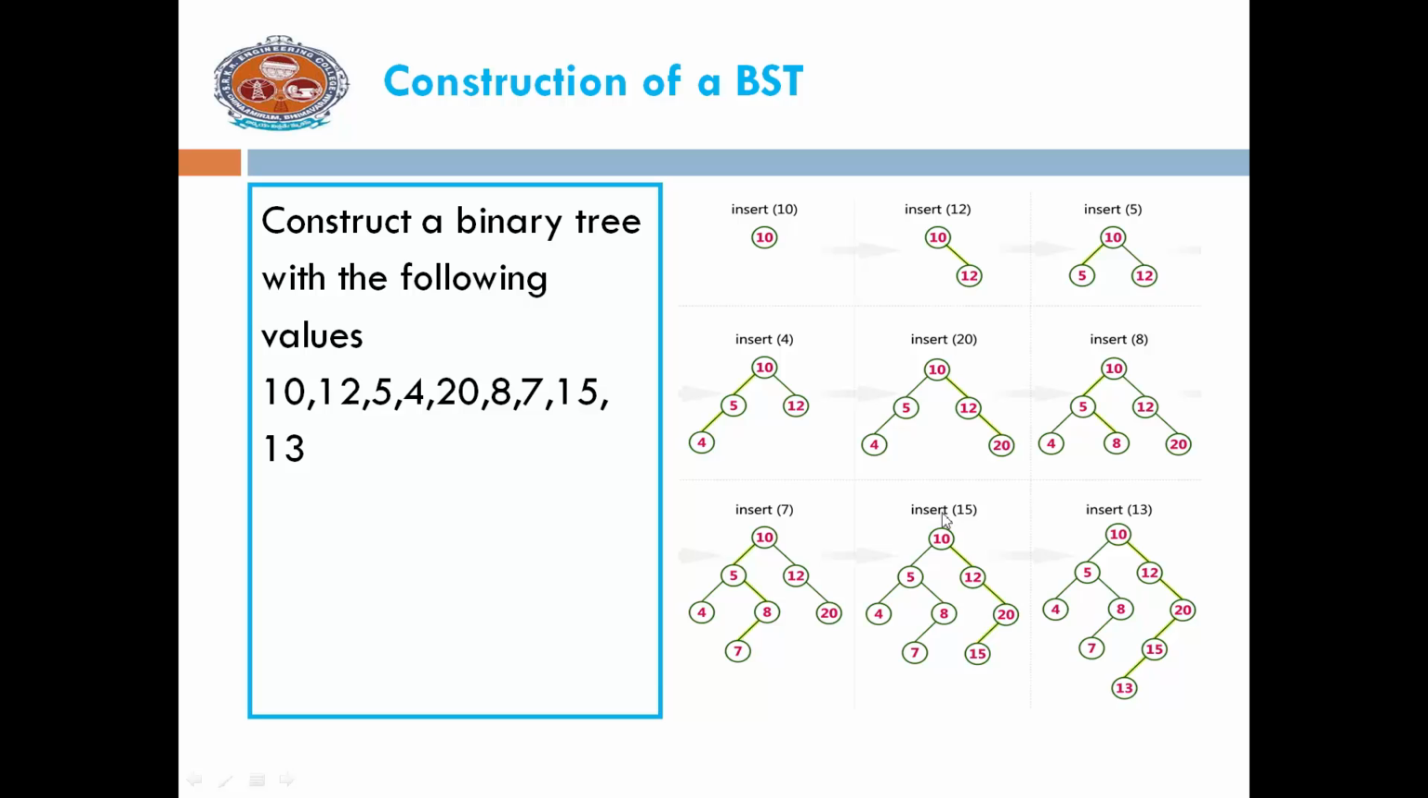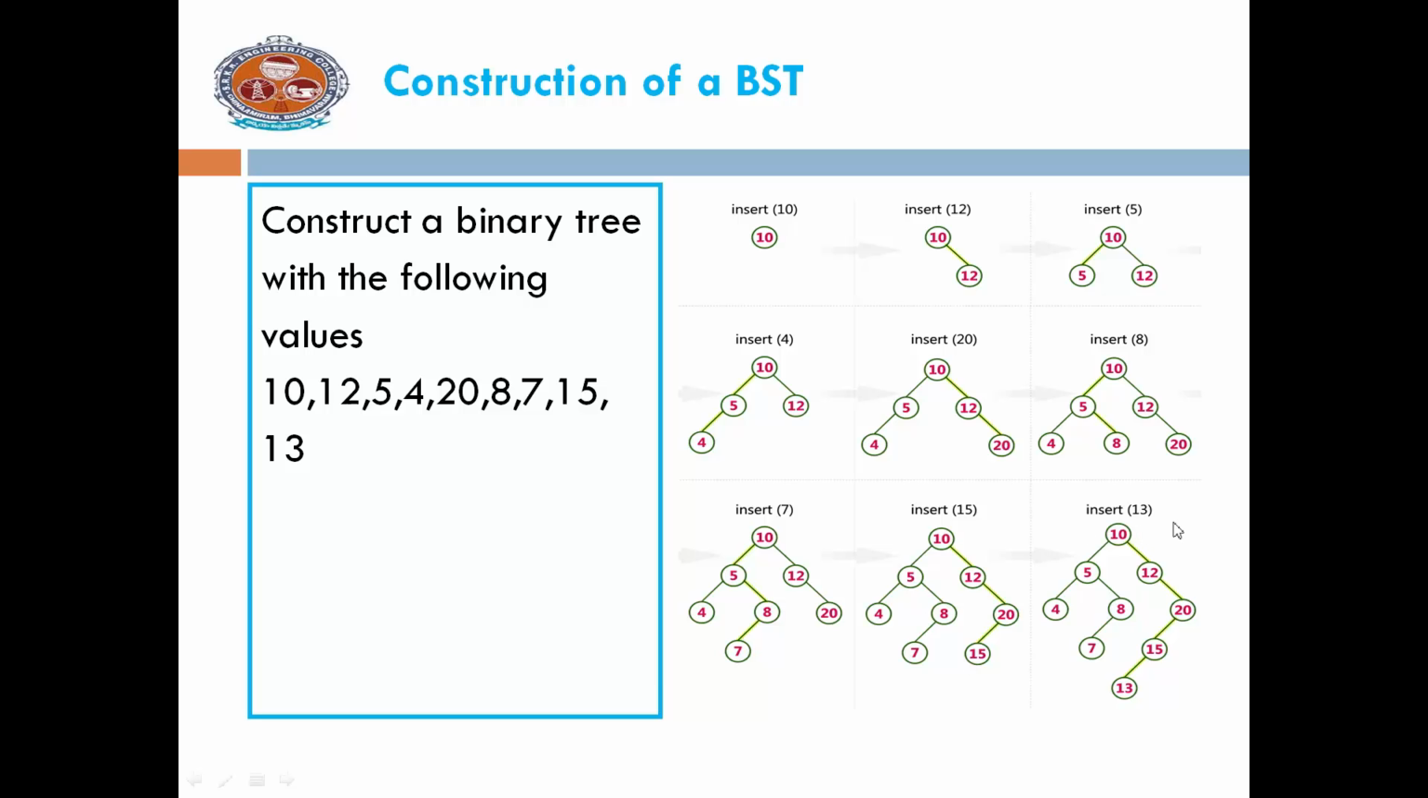Next I want to insert a new node 15. Again start comparing with 10. Root value 10, so 15 is greater than 10. You have to traverse towards right. Now compare 15 with 12. Again 15 is greater, so you have to traverse right. Again compare 15 with 20. 15 is less than 20, so we are placing 15 as a left child of node 20.